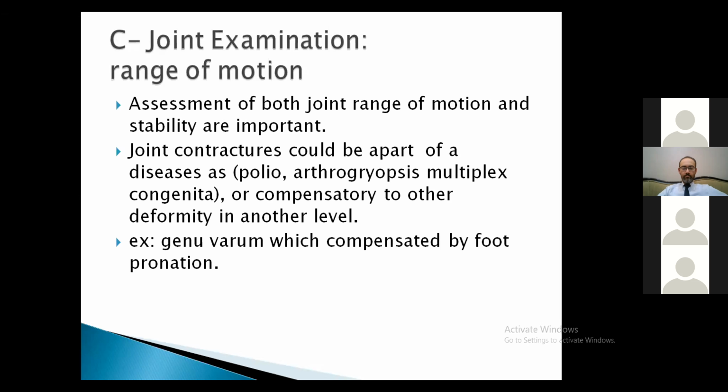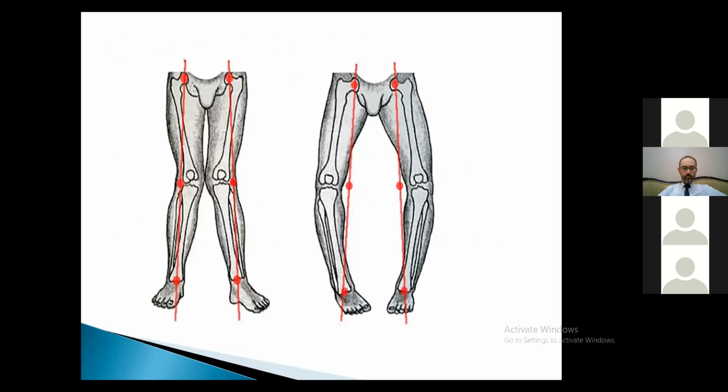For example, genu varum is compensated by foot pronation, and genu valgum by foot eversion. This is the axis which I will talk about: genu valgum and genu varum, foot pronation and foot supination.